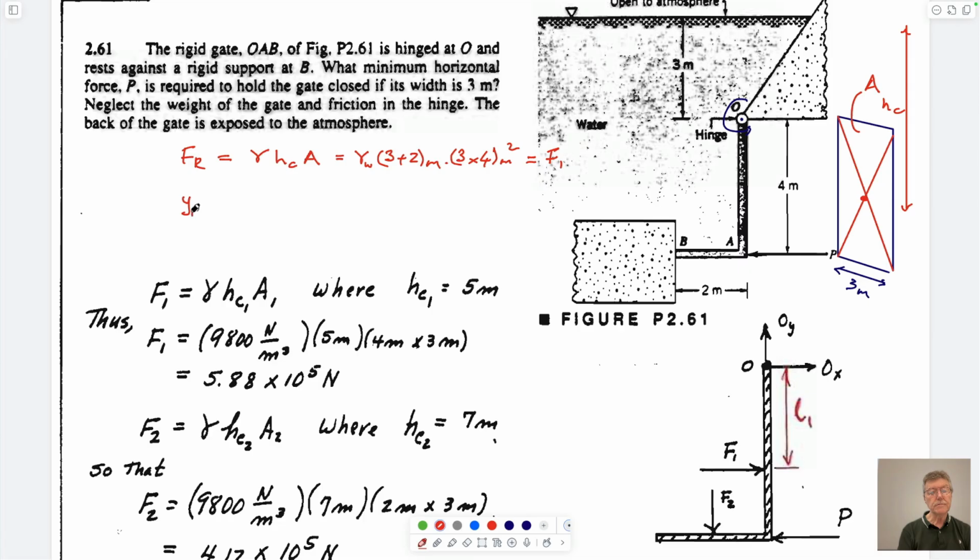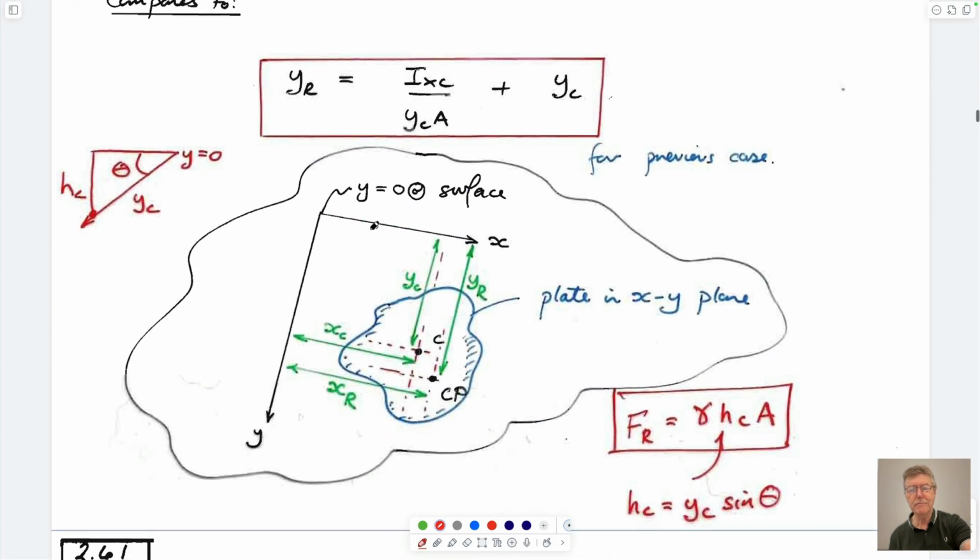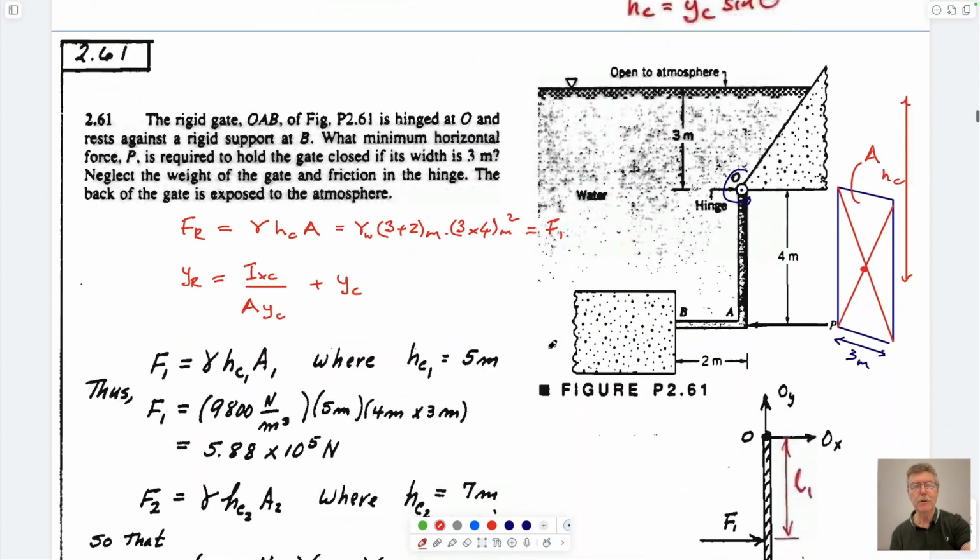The location of action, YR, is equal to I, the second moment of area of the centroid around the x-axis. Isn't that horrible terminology? Divided by area times the centroid location, plus YC. Let me check whether that's right. Yeah, I guess so, because I'm not so smart.